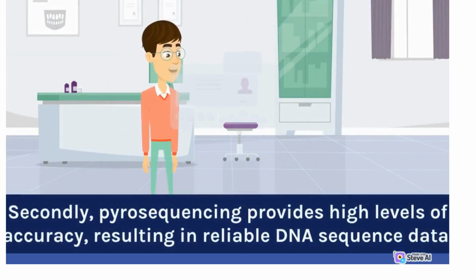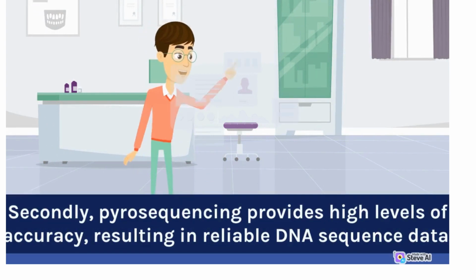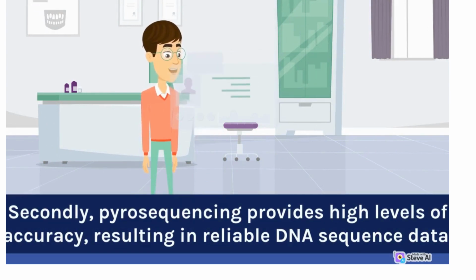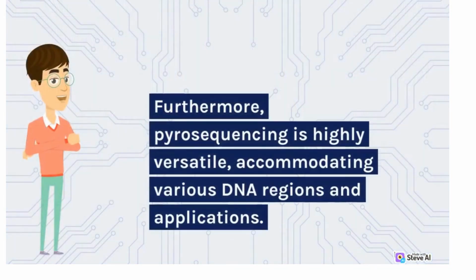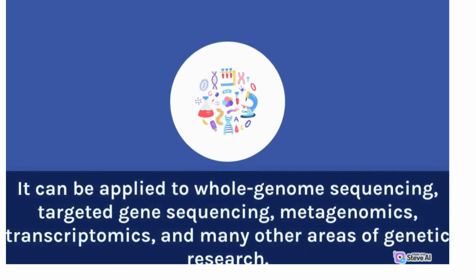Secondly, pyrosequencing provides high levels of accuracy, resulting in reliable DNA sequence data. This accuracy is crucial when identifying genetic variations associated with diseases and understanding complex genomic structures. Furthermore, pyrosequencing is highly versatile, accommodating various DNA regions and applications. It can be applied to whole genome sequencing, targeted gene sequencing, metagenomics, transcriptomics, and many other areas of genetic research.